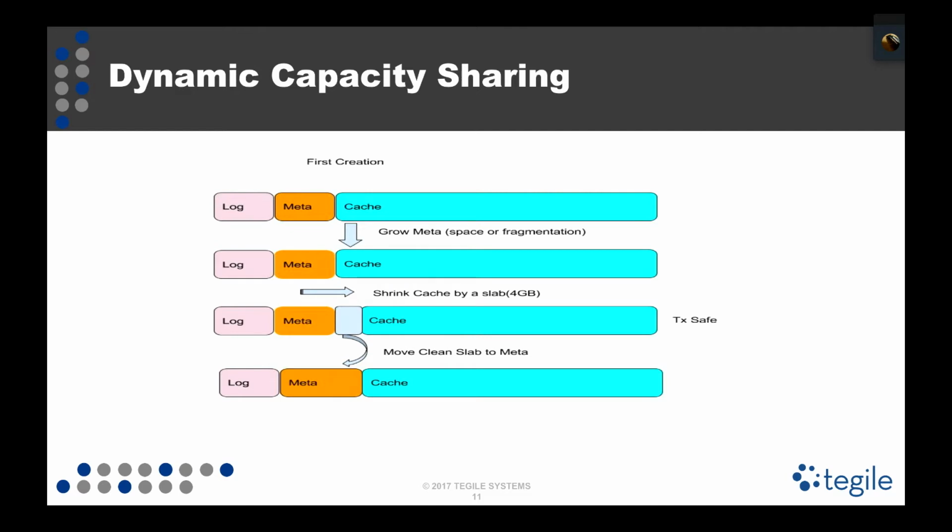So there's a dynamic shrinker algorithm, basically, which will figure it out, 4 gigabyte worth or 8 gigabyte, whatever the slab size is, and it will shrink the cache by that much and dynamically attach it to the meta. Now meta grows from 1 slab to 2 slabs, and it can use it, or you can put it to the log.